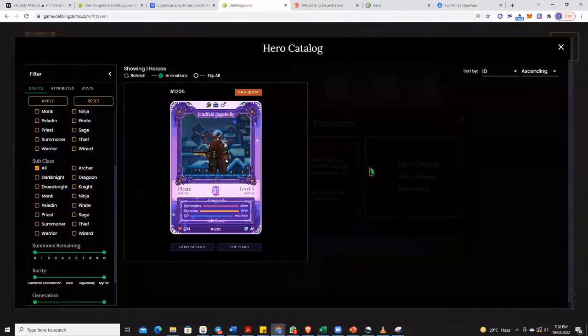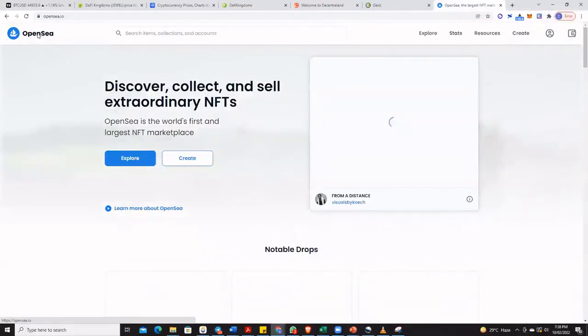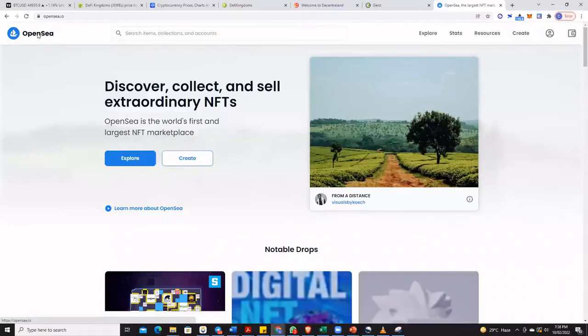Okay, so I've just showed you using one game experience what play to earn is and what NFTs look like. Let me show you another example of NFTs or a website where you can look at NFTs, and this is called OpenSea.